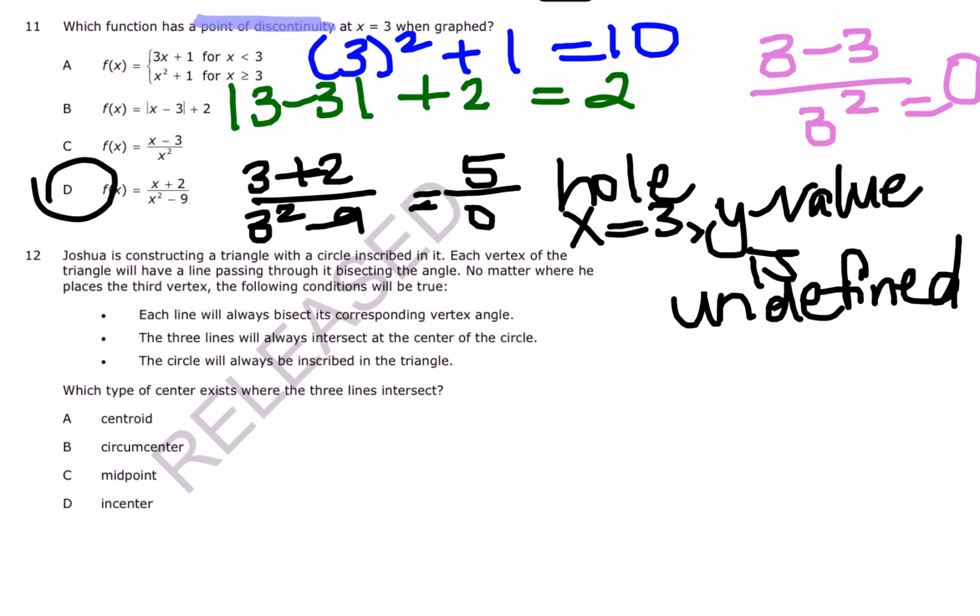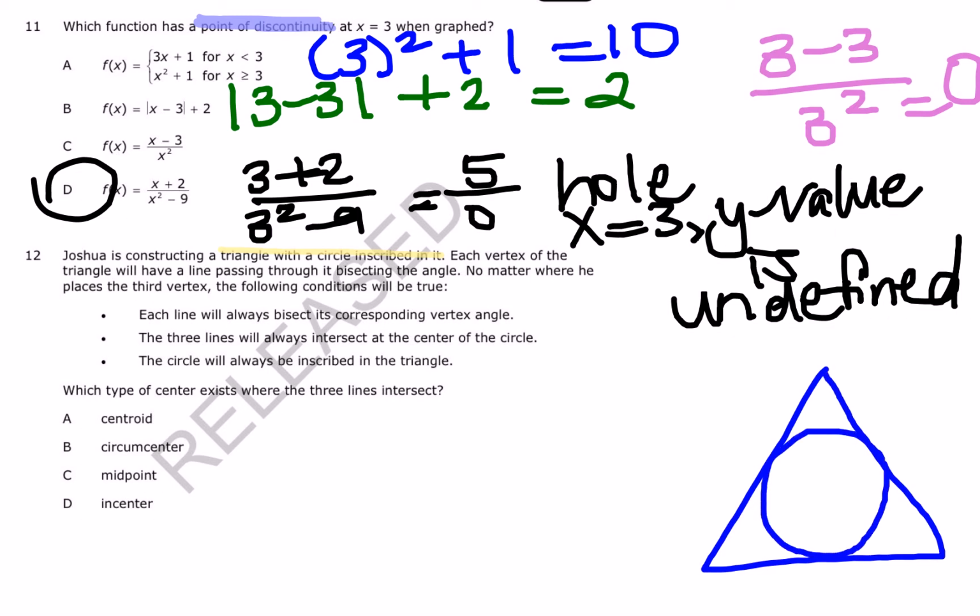For number 12, this is a reading problem. So it says Joshua is constructing a triangle with a circle inscribed in it. So triangle with a circle inscribed in it. I'm going to draw a picture. So I have a triangle. I have a circle inscribed.